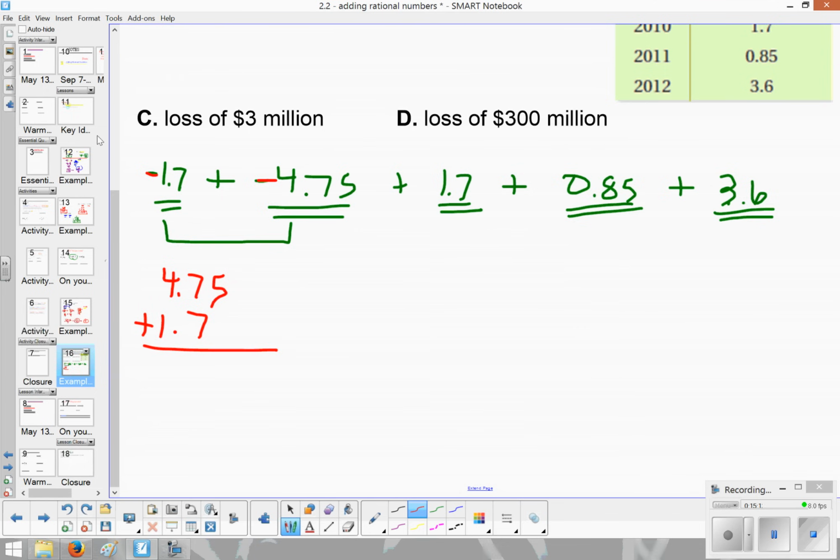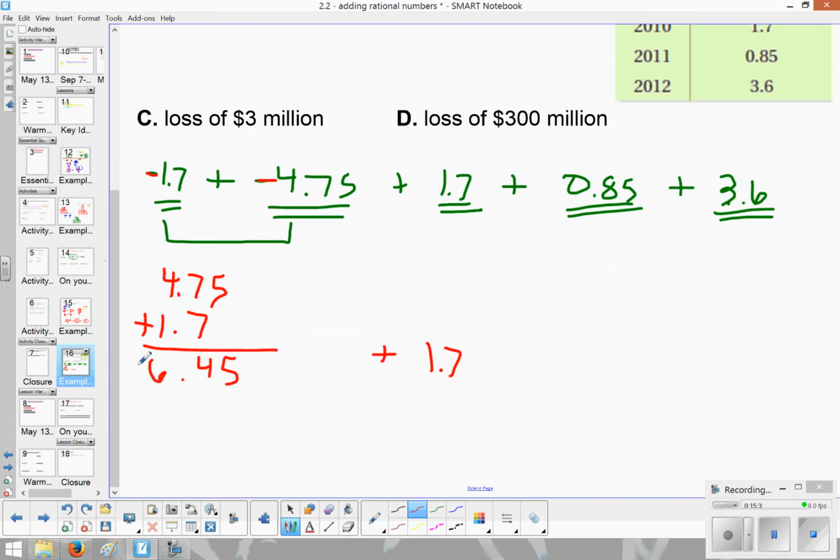And once you add that up, you notice that the signs are the same. So if the signs are the same, what we're going to do is just carry the sign that they have. So I'm adding that up, and I get 6.45. Next, the number we have is going to be plus 1.7.